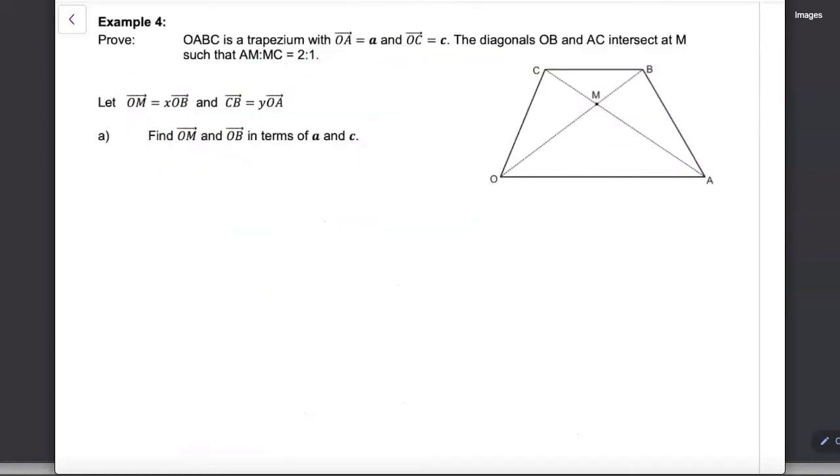In our second example, we want to prove that in the trapezium OABC, where OA is represented by vector a and OC is represented by vector c, and the diagonals OB and AC intersect at M, such that AM and MC is split in the ratio 2:1.